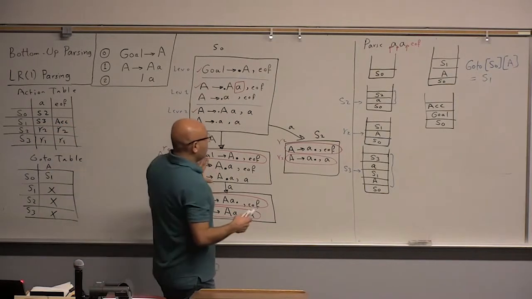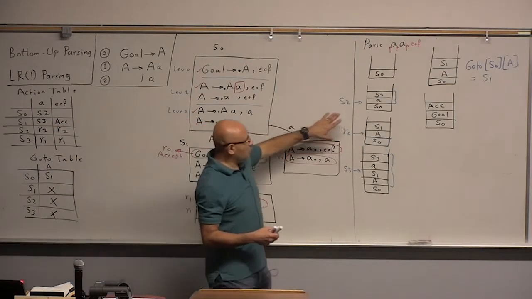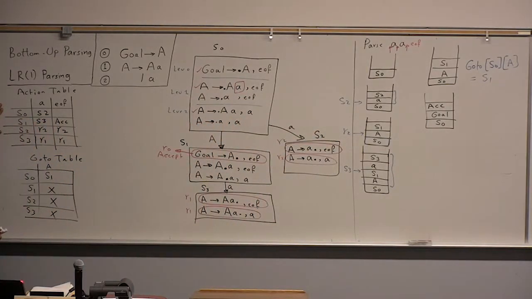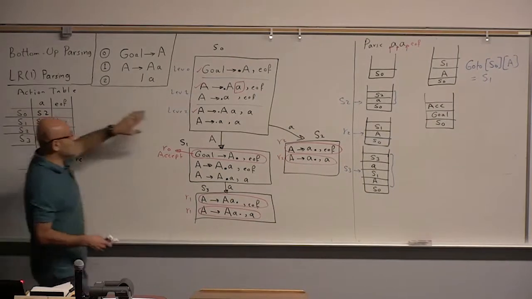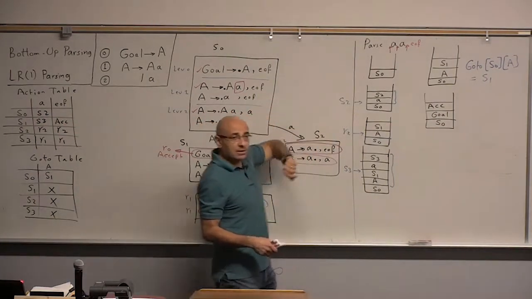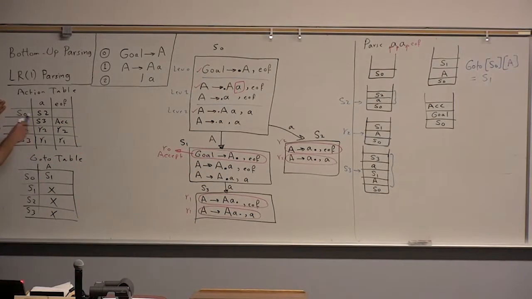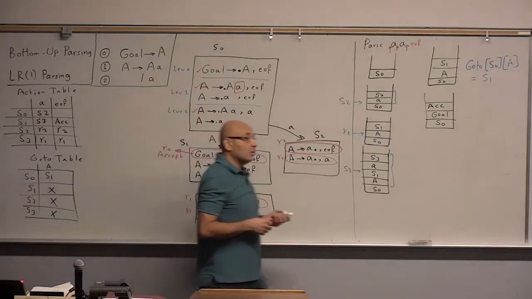OK. Then to use these tables for doing the actual parsing, you first push S0. Then you just consult the table. The table tells you whether to shift or reduce. If it's a reduction, it tells you which rule to use, which production to use for reduction. If it's a shift, it tells you which state you should go to.